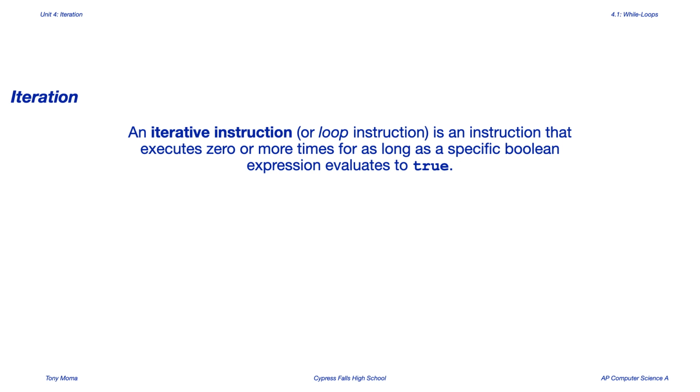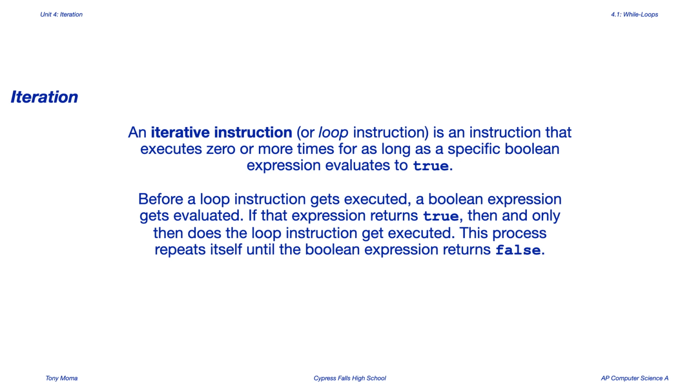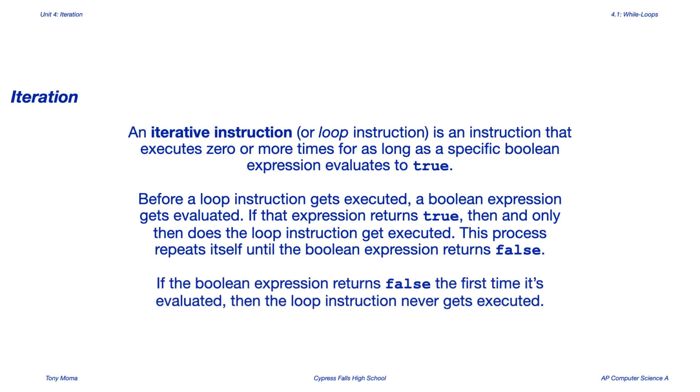An iterative instruction, or loop instruction, is an instruction that executes 0 or more times for as long as a specific Boolean expression evaluates to true. Before a loop instruction gets executed, a Boolean expression gets evaluated. If that expression returns true, then and only then does the loop instruction get executed. This process repeats itself until the Boolean expression returns false. If the Boolean expression returns false the first time it's evaluated, then the loop instruction never gets executed.